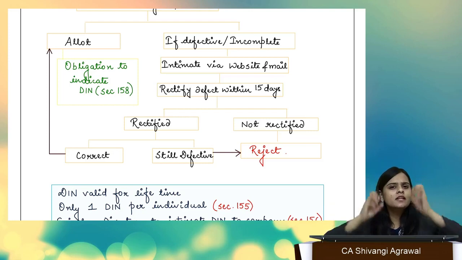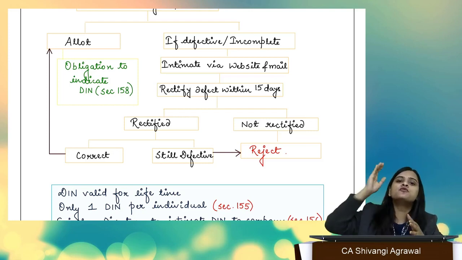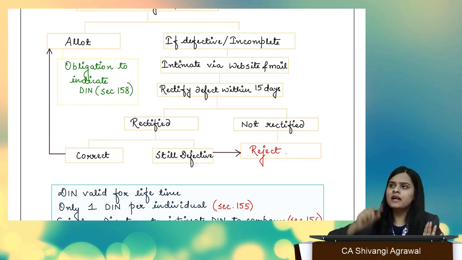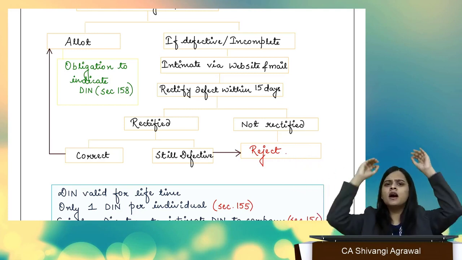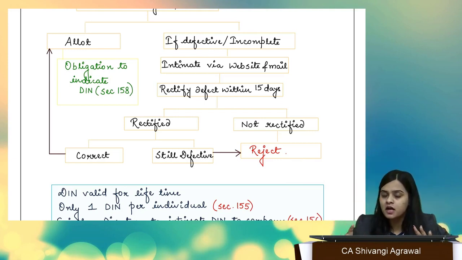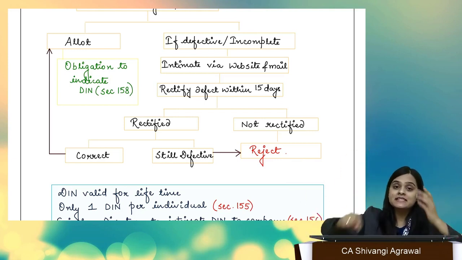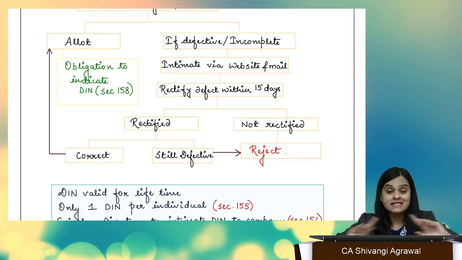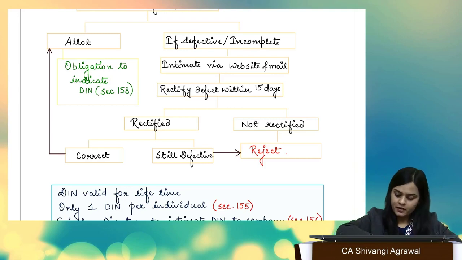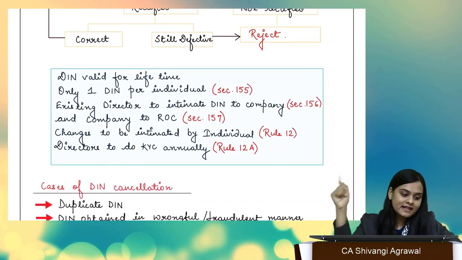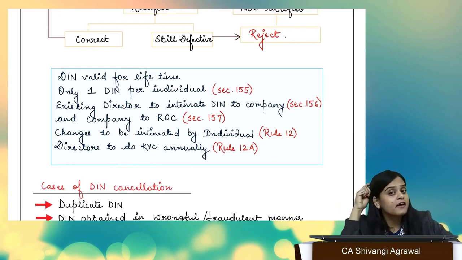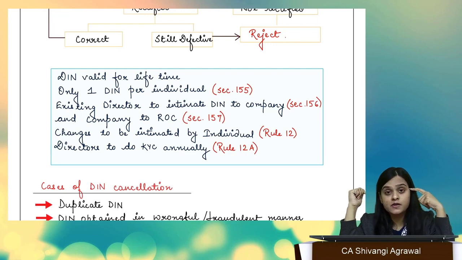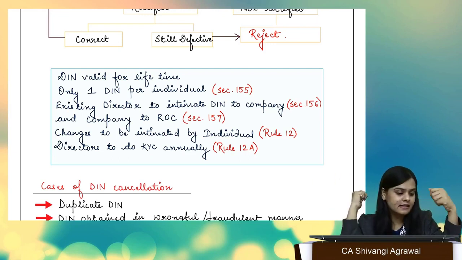Now whatever DIN you have obtained is going to stay with you for your life, no matter in which company you become a director. You become a director in XYZ, PQR, X Limited, Y Limited, it doesn't matter. One DIN for all the companies and one DIN for your life. It's never going to change. Only one DIN is allowed for every individual. Just like you cannot have a duplicate PAN or a duplicate Aadhaar, you also cannot have a duplicate DIN.